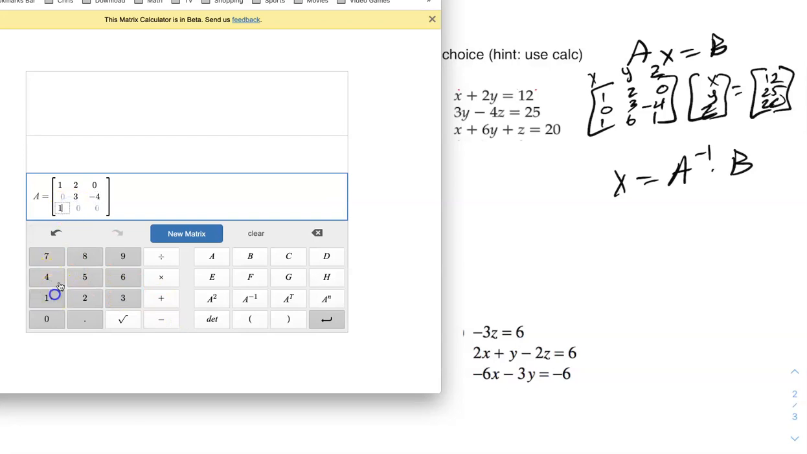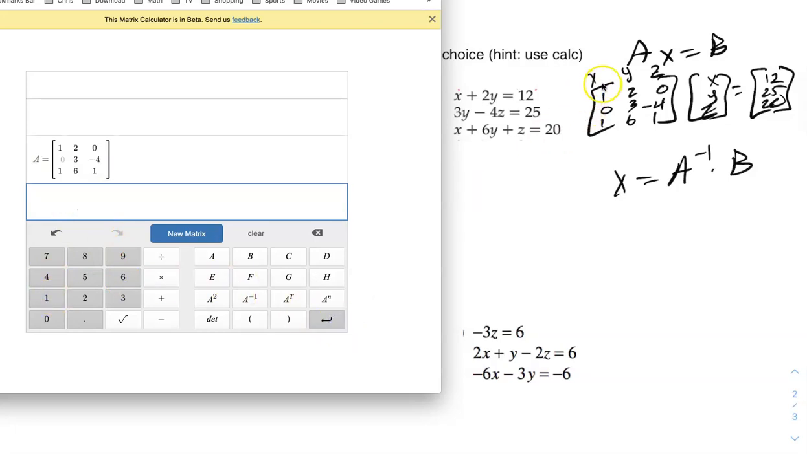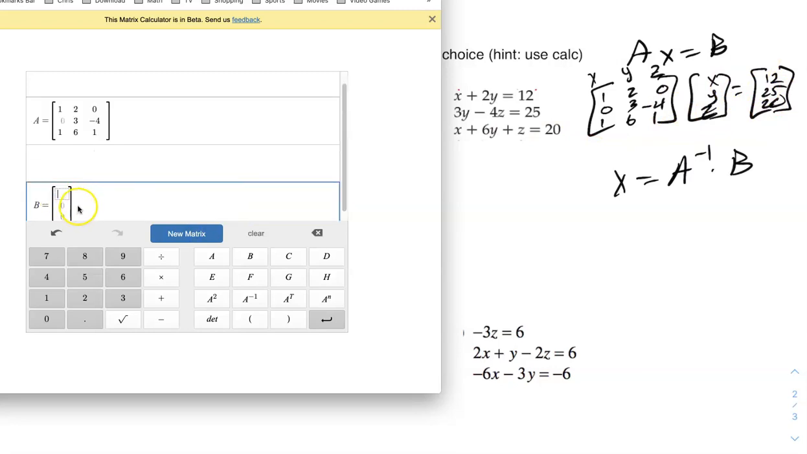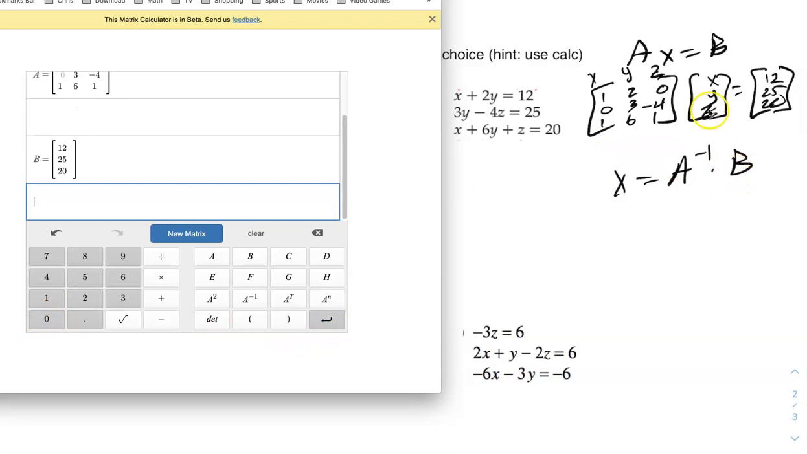1, 6, 1. Again, this is so much faster to do by hand. So that's my A. Then I'm gonna do my B. Now for my new matrix B, that is 3 rows. It's a 3 by 1. 3 rows, 1 column. If you're not sure, just play with it and I'll show you if it works out or not. So 12, 25 and 20. There we go. Now again, if I want to hit this, I just gotta remember that.